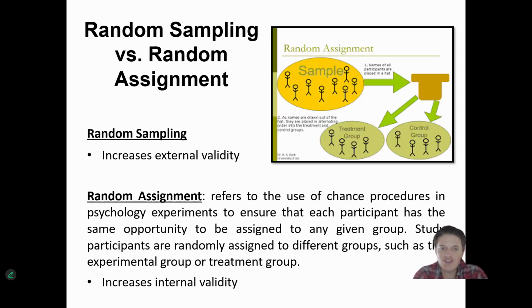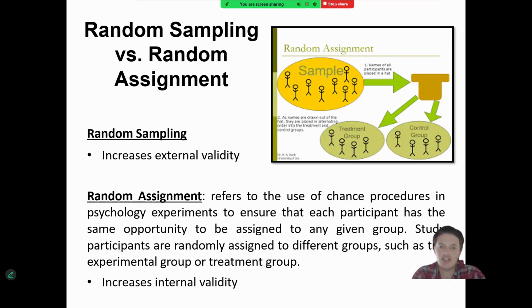One key difference, I hear this sometimes, random sampling versus random assignment. A little bit different things, right? So random sampling is what we've been talking about. It increases external validity, right? Because you are gathering in a random way. Random assignment is typically something that we do to increase internal validity, how the experiment was set up.